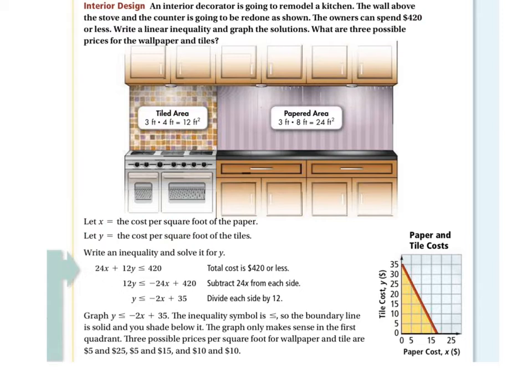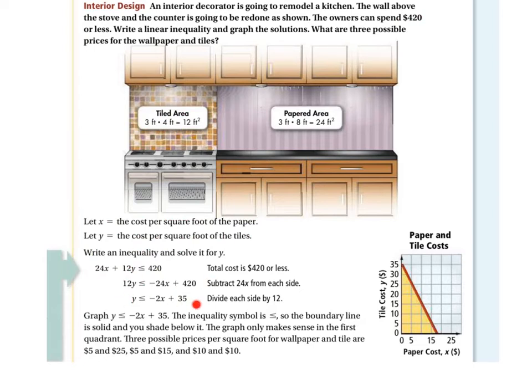So we have 24 square feet, sorry, I messed up there. 24 square feet, that's the papered area, right? Times X, the cost. 12 square feet is the size of the tiled area, again, times Y, which is the cost per square foot of tile. And again, the total cost is $420. We can't spend more than that. That's what the less than or equal to is for. Apparently, we live in magic no-tax land.